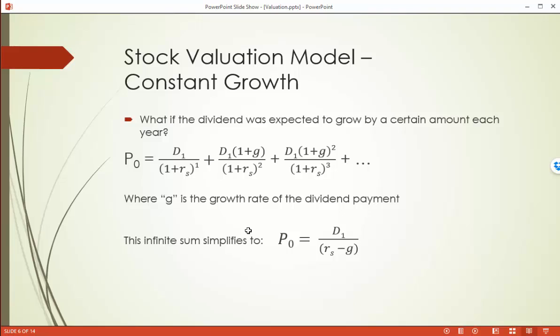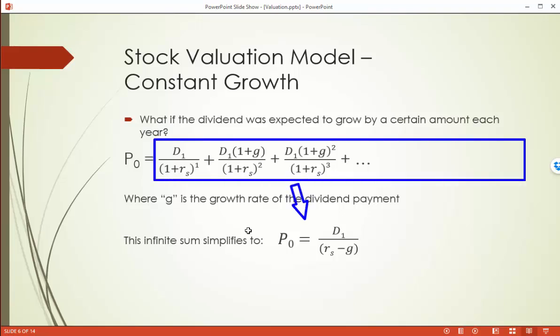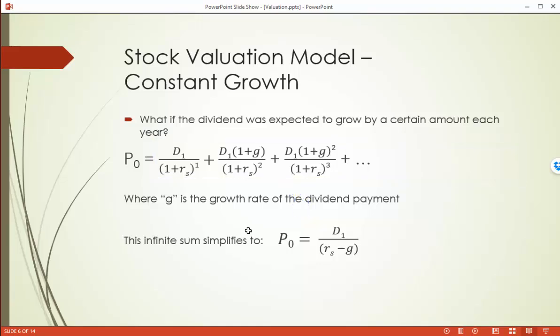Now, I have a separate video that goes through the derivation of this formula. Here I'm just going to skip over the derivation to keep moving, but if you're interested in how that infinite sum simplifies to this very nice little formula here, this constant growth formula, then you can take a look at that optional video.